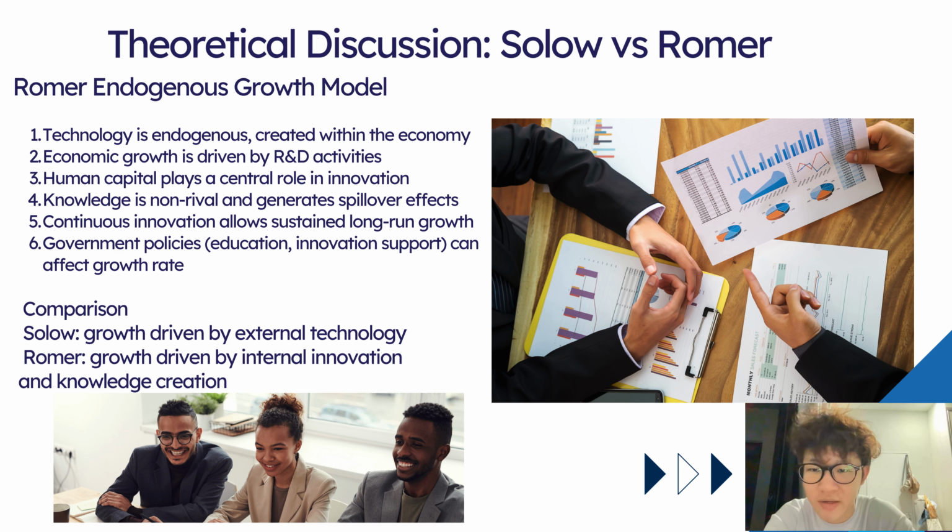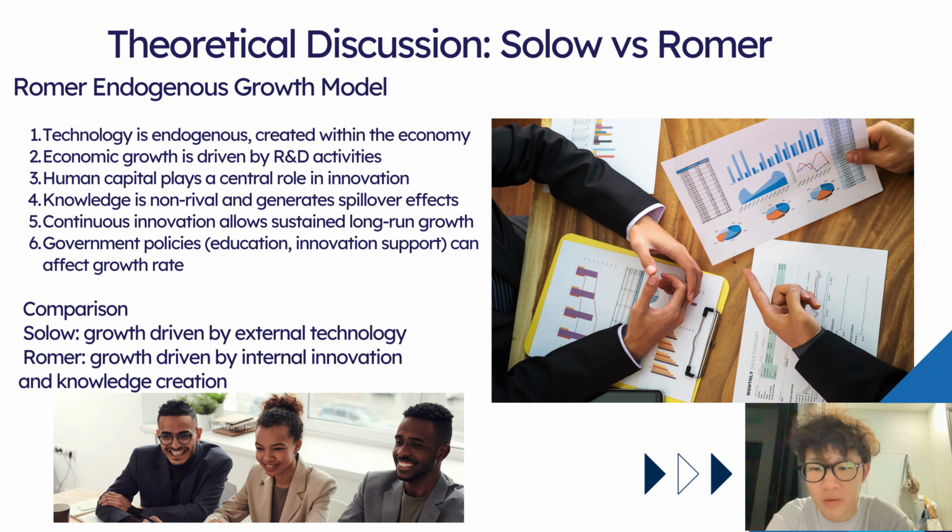A key idea in the Romer model is that knowledge is non-rival. This means that once knowledge is created, it can be used by many people at the same time without being used up. Because of this, knowledge creates spillover effects, allowing the economy to grow continuously without facing diminishing returns.